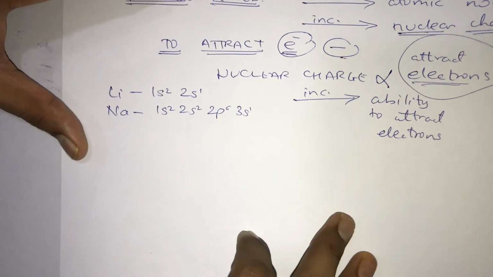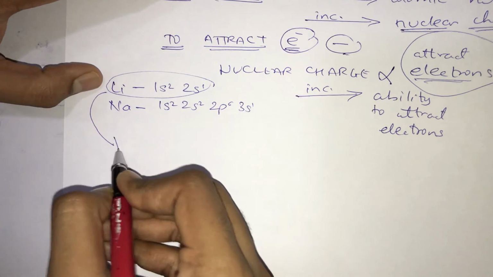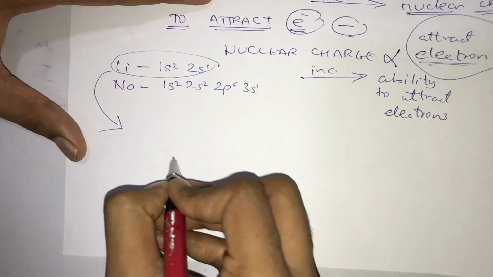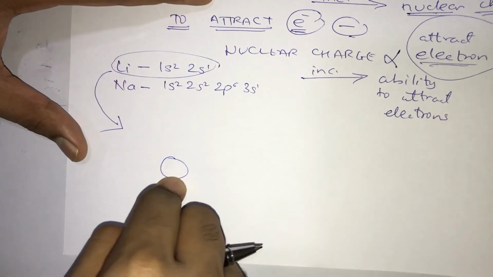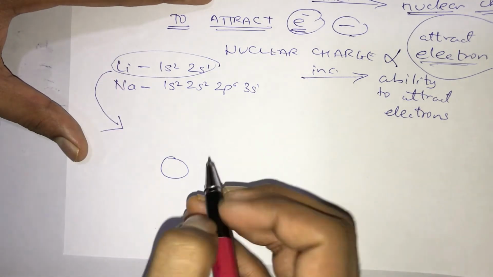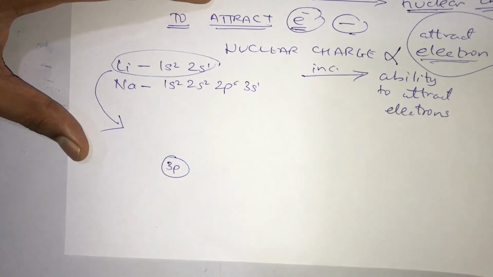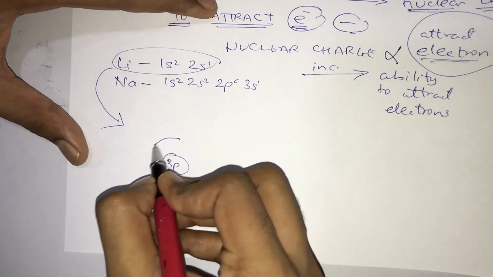Now if I had to draw the diagrammatic representation for lithium, then first of all I am going to draw a nucleus, and in the nucleus, since the atomic number of lithium is 3, it is obvious that there will be 3 protons inside the nucleus. Then the next job is that I am going to draw the first energy level.